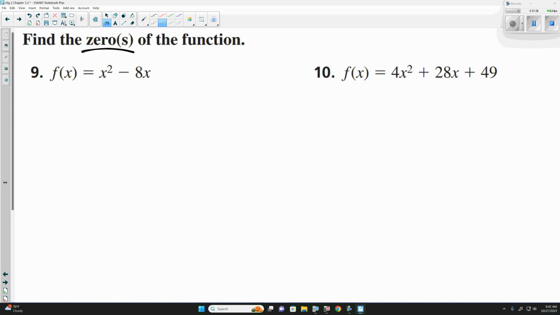So for this here, number 9, we're trying to find the zeros. We're trying to find out what value of x will make x squared minus 8x equal 0. That's all we're trying to find.